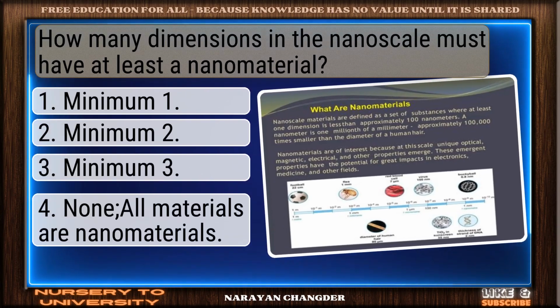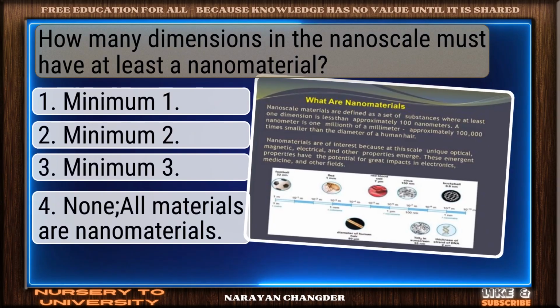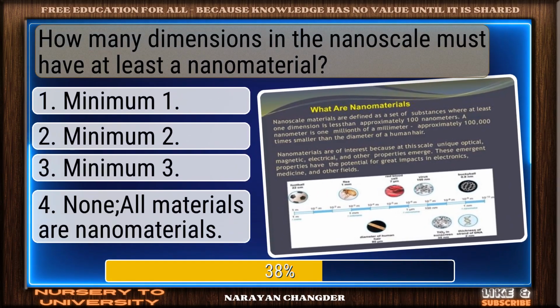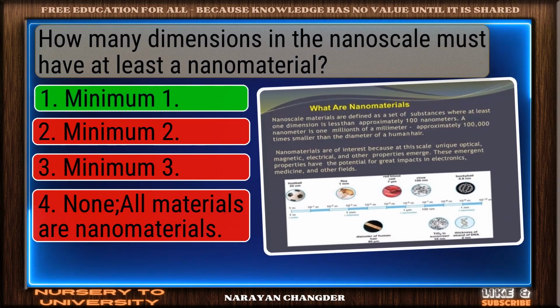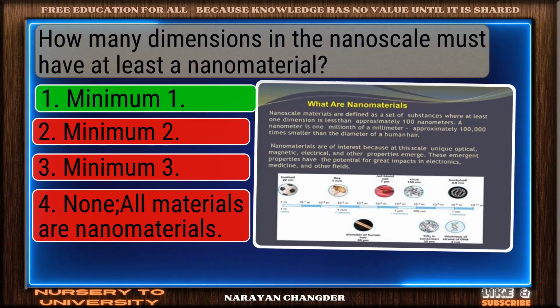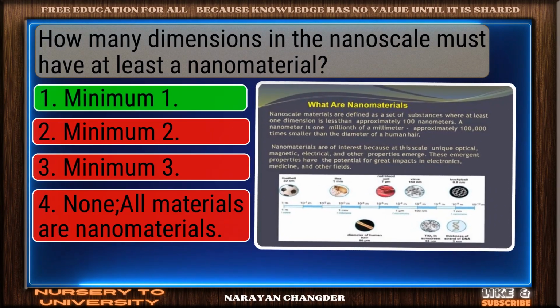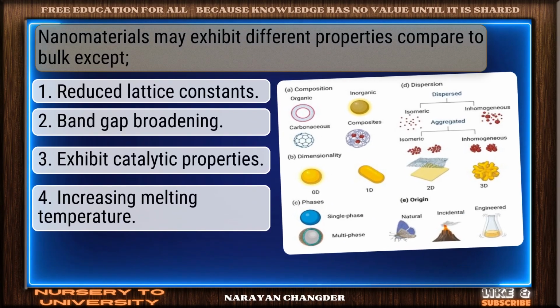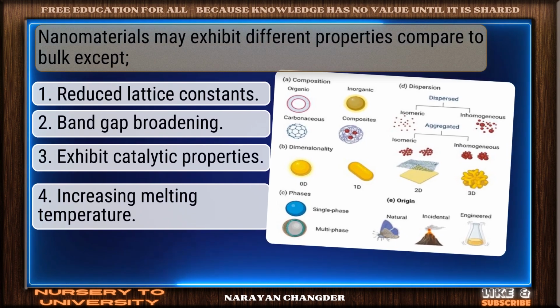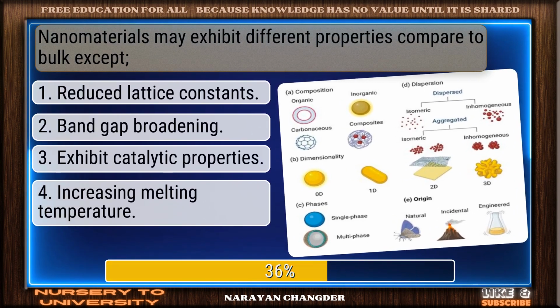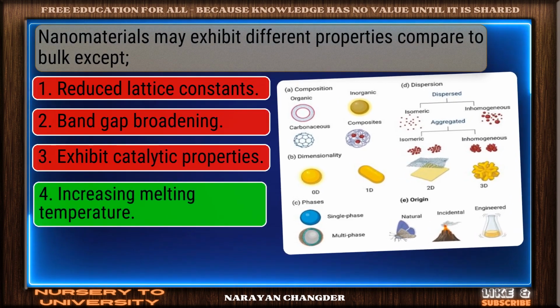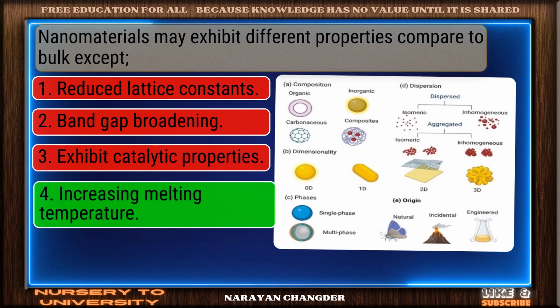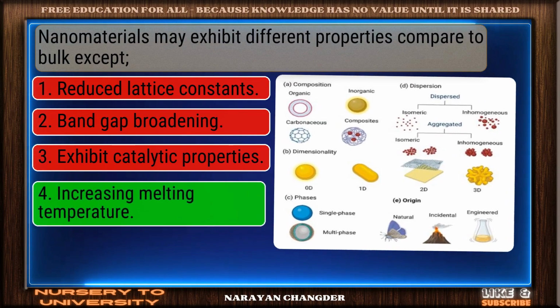How many dimensions in the nanoscale must a nanomaterial have at least? Good job. Your answer minimum 1 works well here. Nanomaterials may exhibit different properties compared to bulk, except. You're right. Increasing melting temperature is the correct answer.